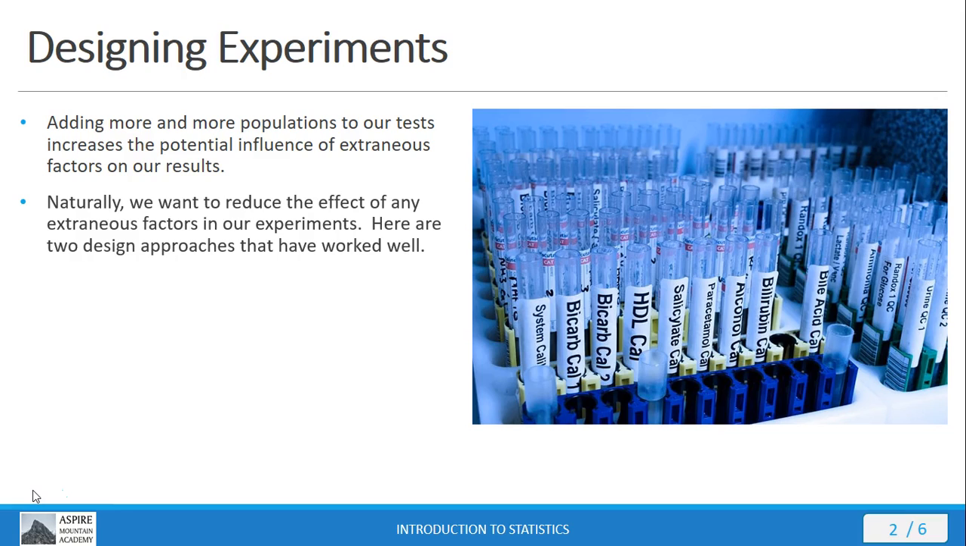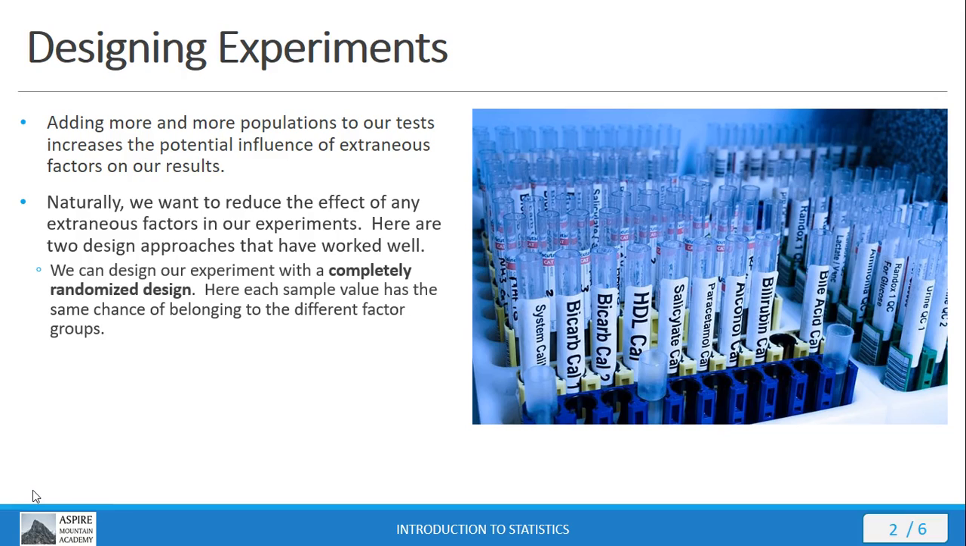And so to do that, there are two design approaches that work really well. The first is a completely randomized design. In a completely randomized design, each sample value has the same chance of belonging to each of the different factor groups.